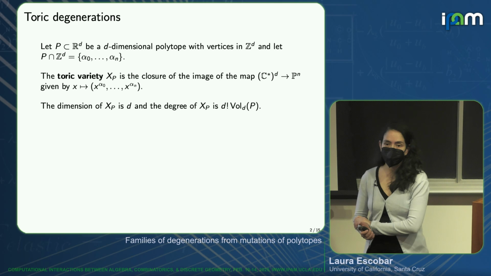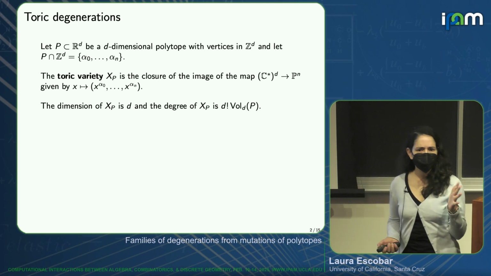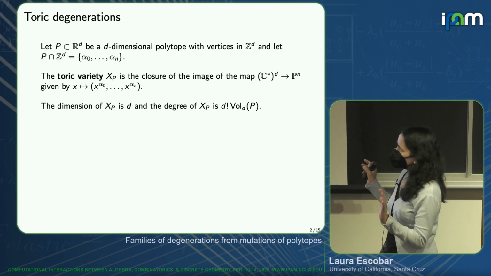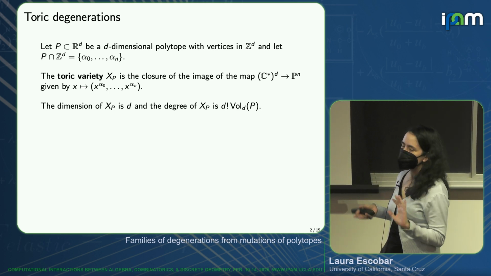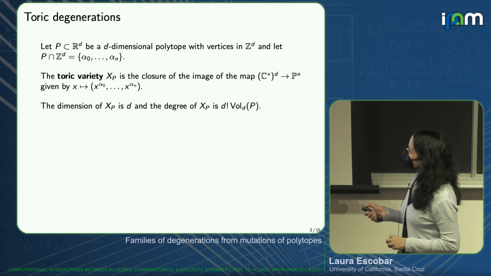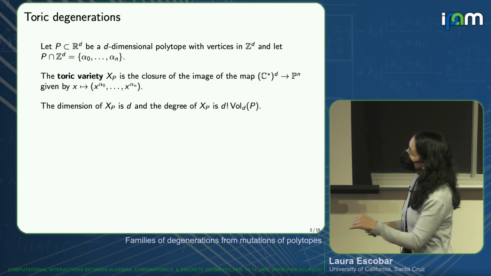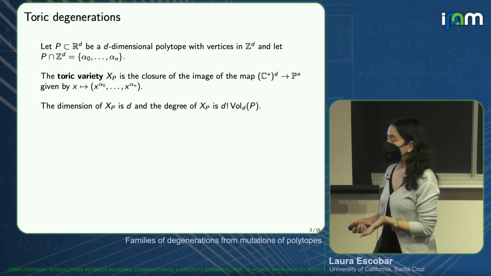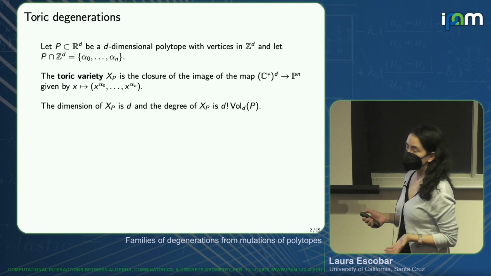Okay, so I want to start, and feel free to ask many questions. This is interdisciplinary, and maybe I'm using fancy words, but it's understandable if you ask questions. So I want to start with telling you what toric degenerations are, and to start with that, I should tell you about toric varieties that we've seen in at least one talk this week.